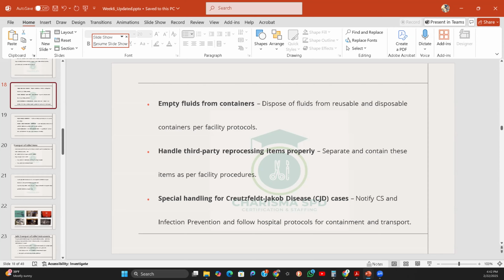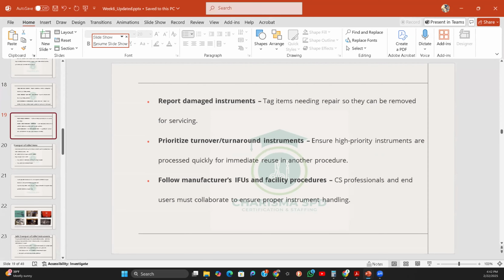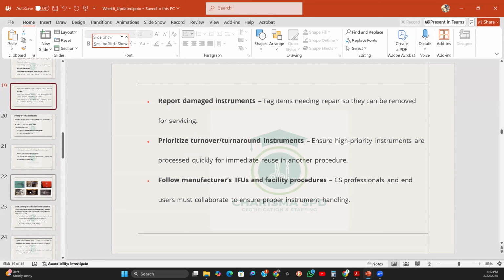Quick. All right. CSPD needs to be notified. Infection control needs to be notified so that these bodies or these entities will handle these instrumentations such that nobody gets infected. CJD is dangerous, is deadly. All right. So we need to handle CJD or instruments exposed to CJD very, very carefully.